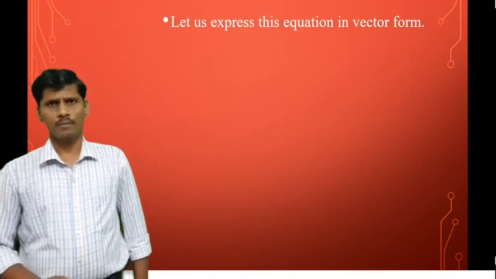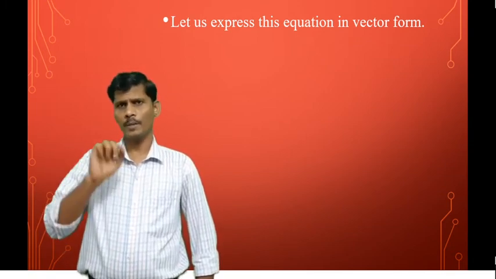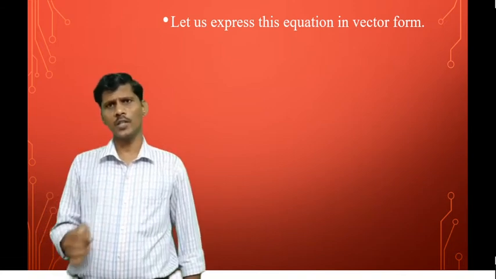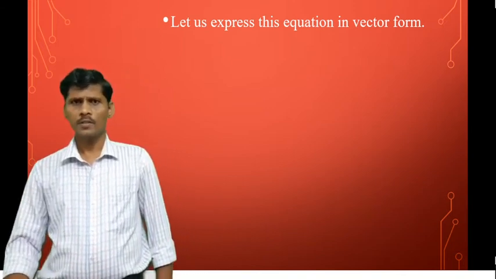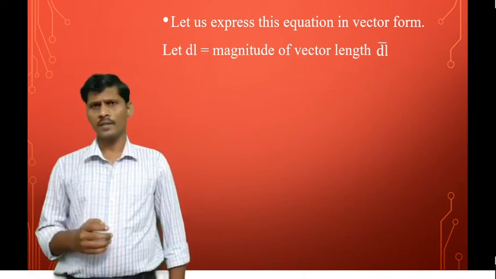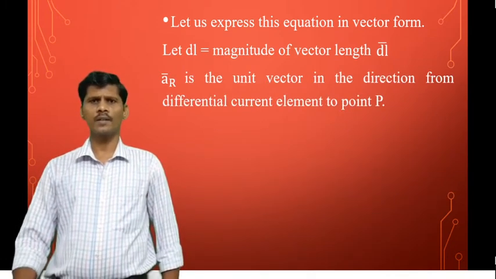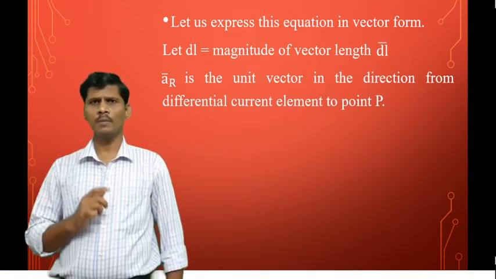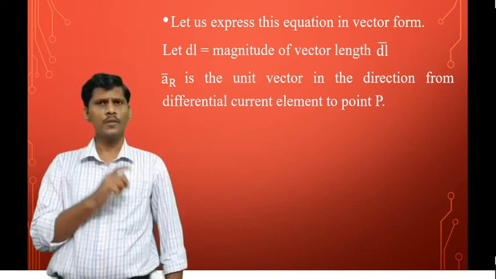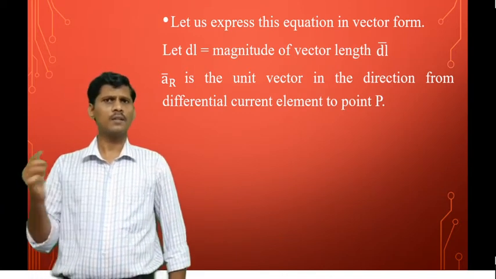That is the magnitude of the magnetic field intensity at point P. Now let us calculate the vector form of the magnetic field intensity at point P. dl is the magnitude of the vector length dl bar. aR bar is the unit vector in the direction from the differential current element to point P, normal to the current element.